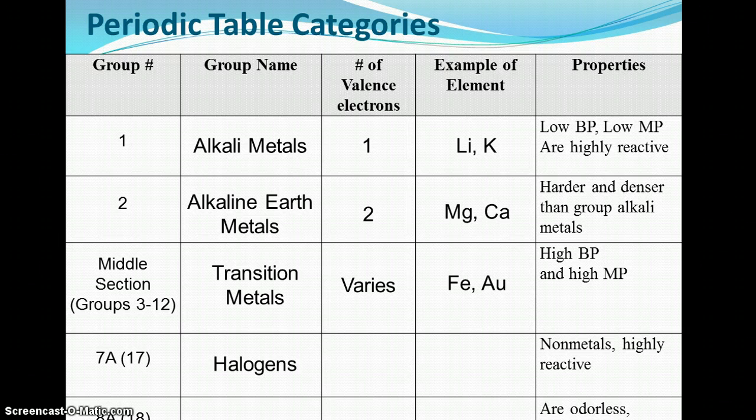Group 7A are called the halogens. Because they're in group 17, also known as 7A, they have 7 valence electrons. The number of valence electrons that an element has can only be up to 8, like we talked about yesterday, because of the Bohr model shells and how many electrons they hold. Examples of halogens include bromine and chlorine. These are nonmetals that are highly reactive.